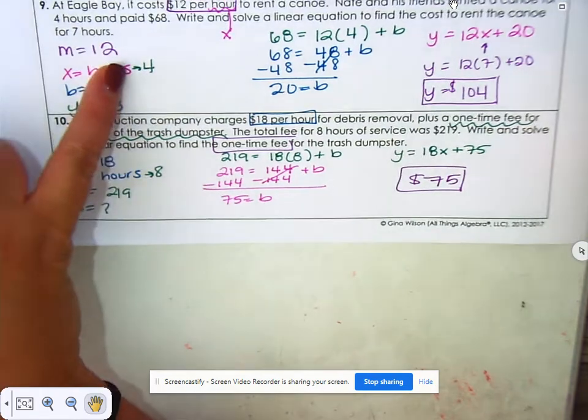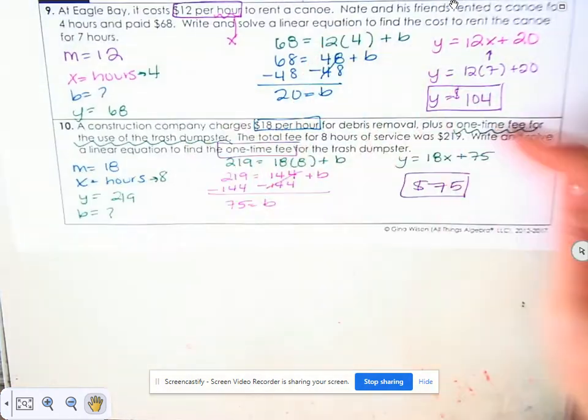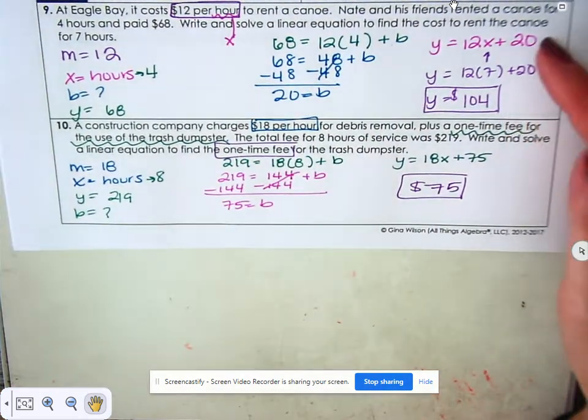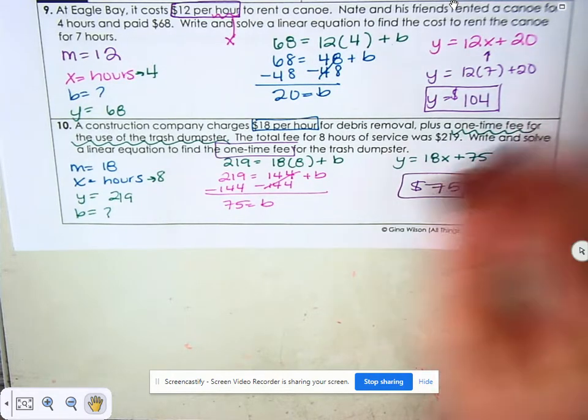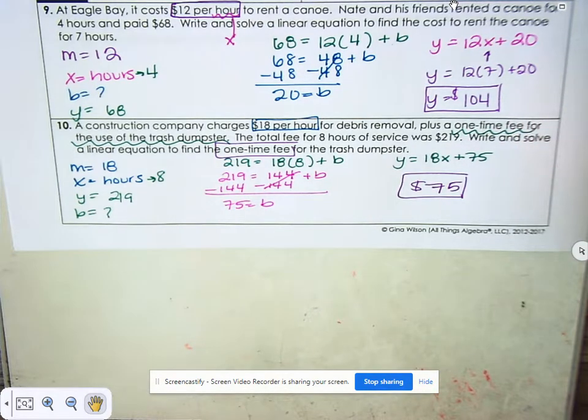Okay, go back to number 9, difference in the question. All right, go back to number 9. They wanted you, after you found that one-time fee that was up here, right? Okay, they told you, now I'm going to tell you rent it for 7 hours. What's your total? All right, so we had to plug back in. So you got to be reading. I was getting ahead of myself there and didn't read correctly.